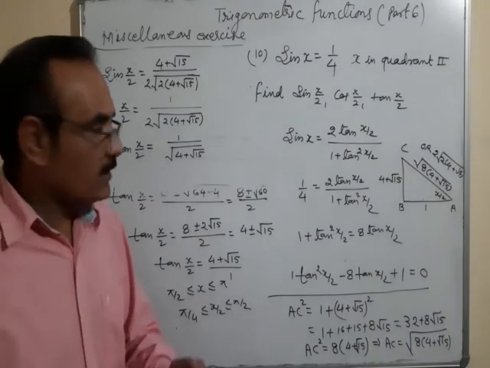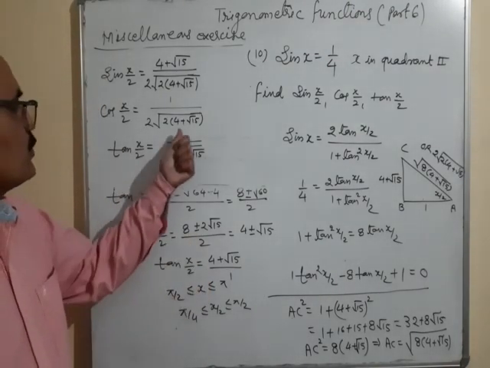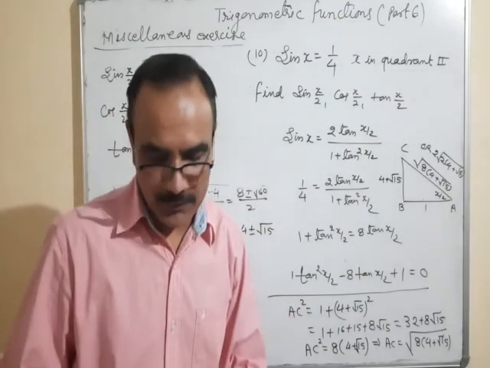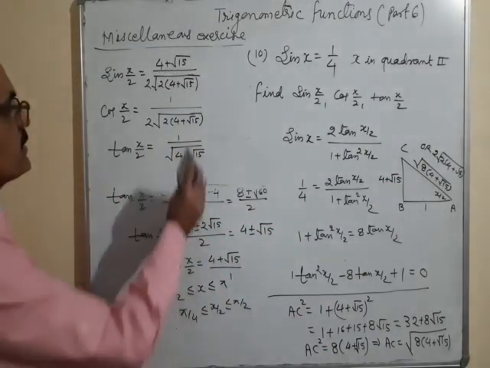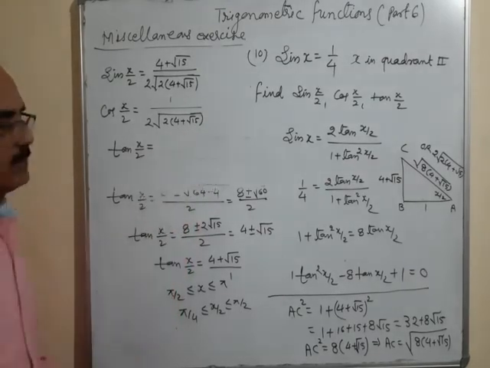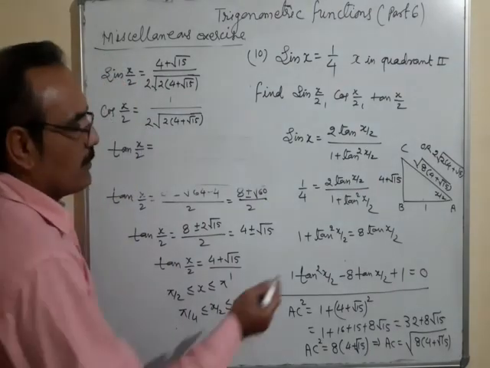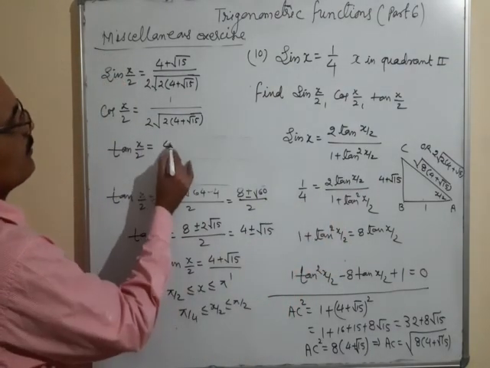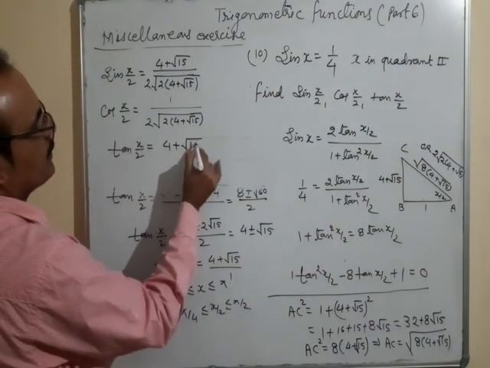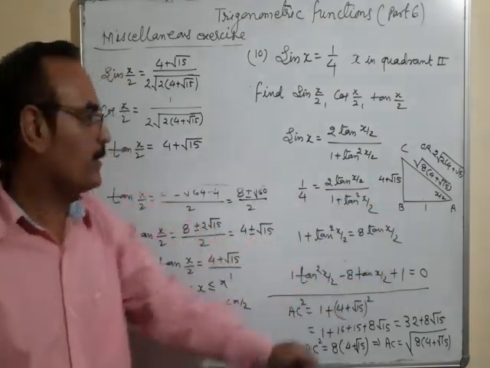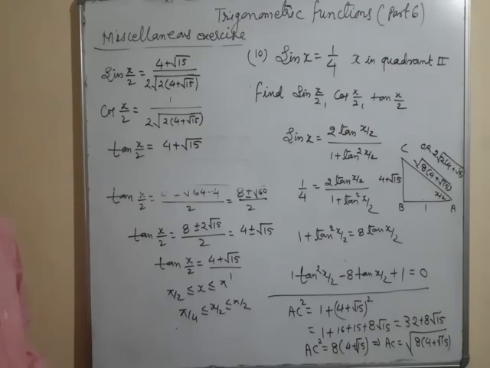Just a minute. I have written tan x by 2 is equal to 1 upon 4 plus root 15. It is actually base upon hypotenuse, but this is perpendicular upon base. So perpendicular upon base means 4 plus under root 15. That is the value of tan x by 2.